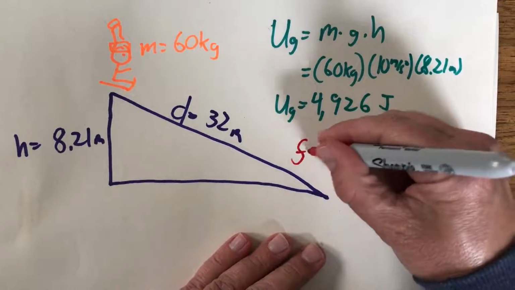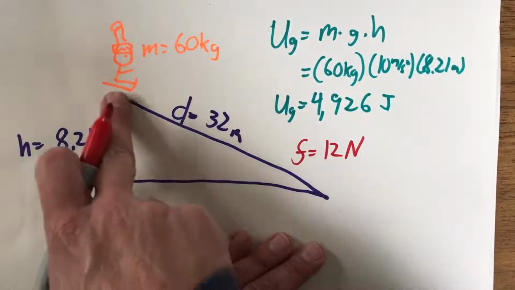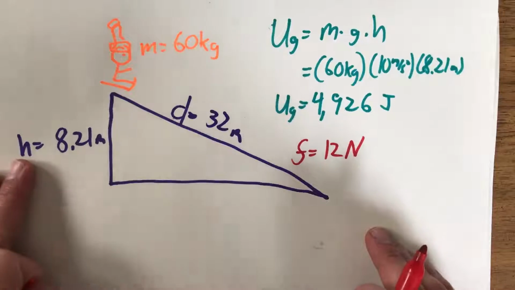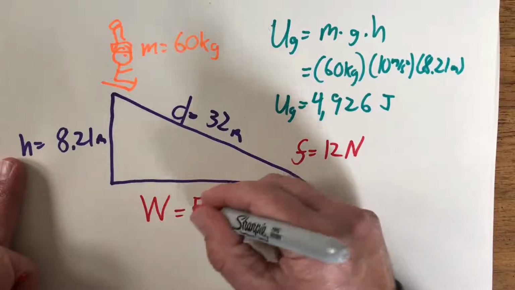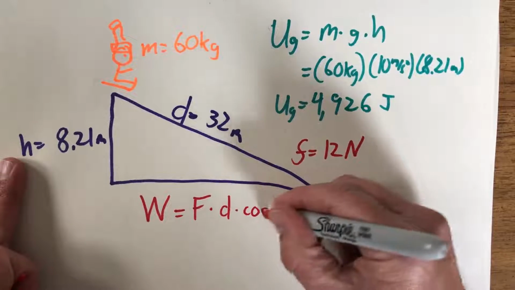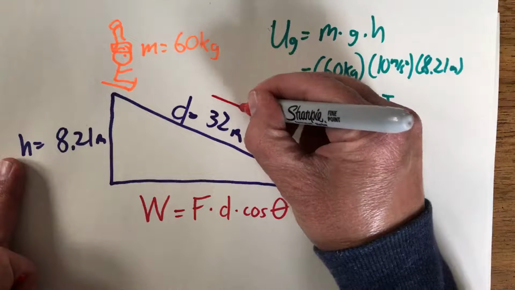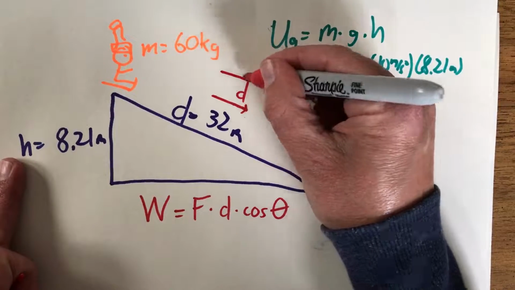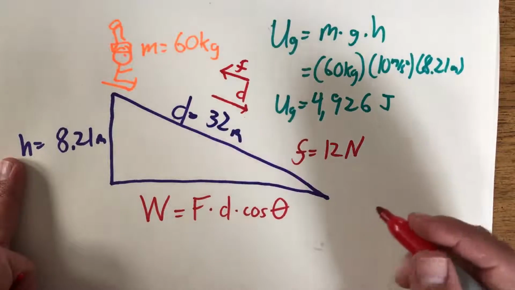Then they say, as the person goes down the hill, that they encounter a frictional force. And that force of friction, they say, is 12 newtons. Now, they encounter that as they go down here. And so one of the questions is, how much work does friction do? Well, remember, work is force times distance times the cosine of the angle between those two. So the distance that the sledder moves is this way, but the force of friction is back that way. So there's 180 degrees between the two.